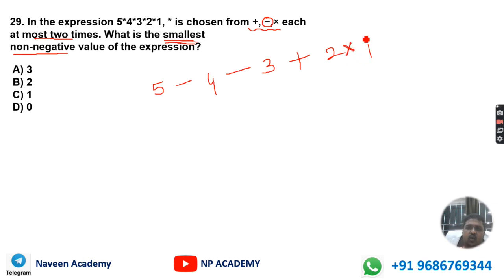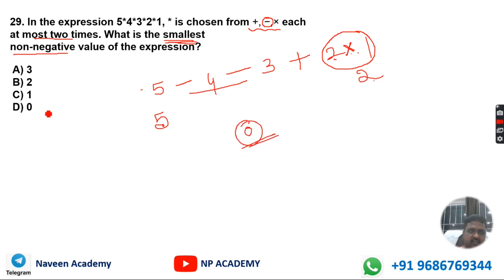Now first we have to do the multiplication, my dear friends, because I have to apply the BODMAS rule. Multiplication: 2 into 1 is 2. Here 5 plus 2 is 7, 7 minus 7 is 0. So we are getting the smallest value as 0, my dear friends. 0 is also possible. I hope it is clear.